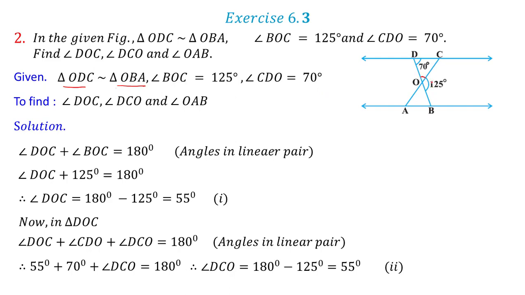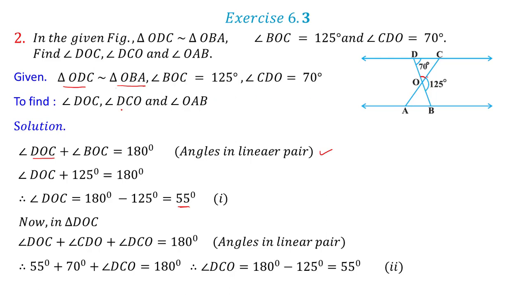So you have to first work out on the diagram itself. This angle is 125 and this angle, they are making linear pair. So by using angles in linear pair property, you can easily find out the angle DOC. So we have found this angle DOC. DOC we got as 55 degree. So this is 55 degree.